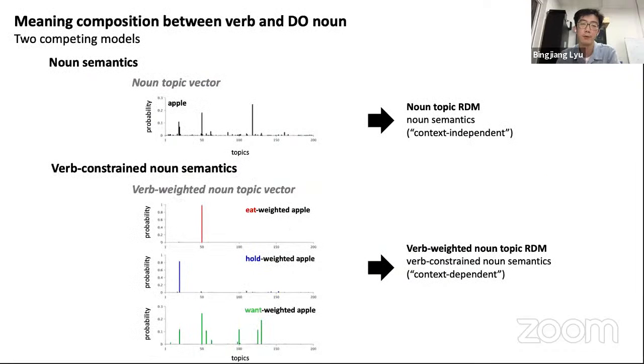So now we have two competing models for the meaning computation between a verb and its object noun. One is the context-independent model of noun semantics based on the original noun topic vector. The other is the verb-constrained noun model. It predicts that the meaning of a noun is strongly affected by the meaning of the preceding word. Then we can directly test these two models against the EMEG data recorded while the noun is heard.